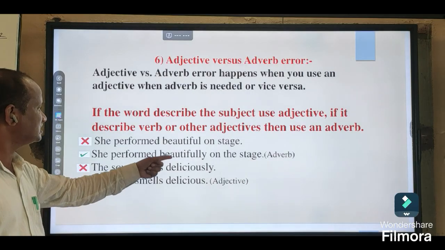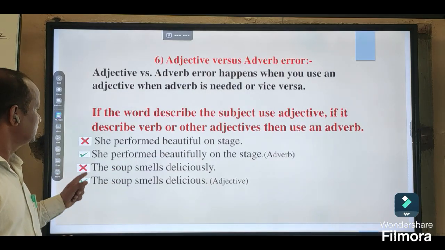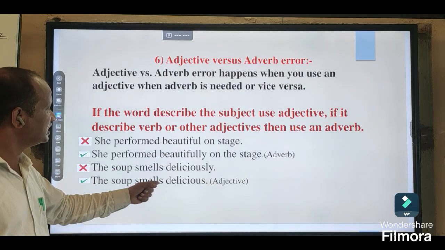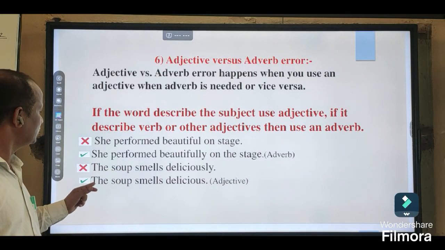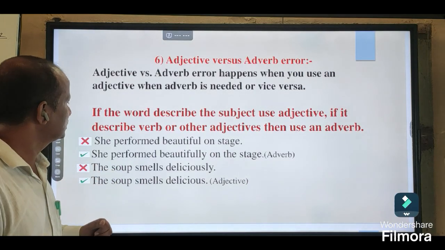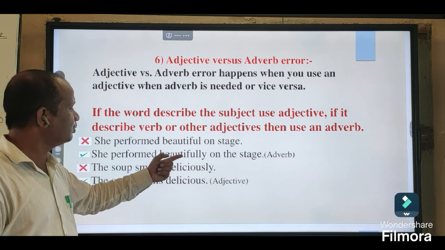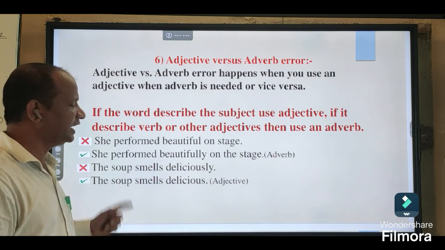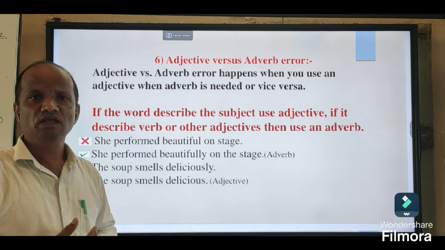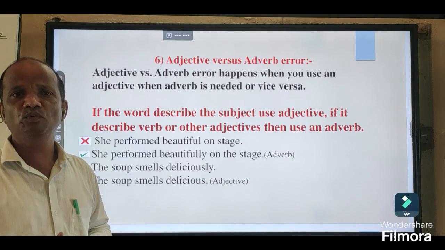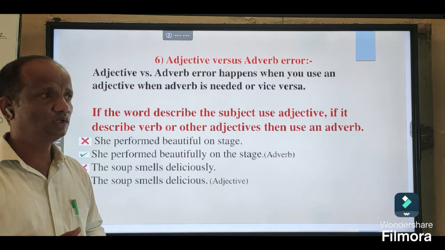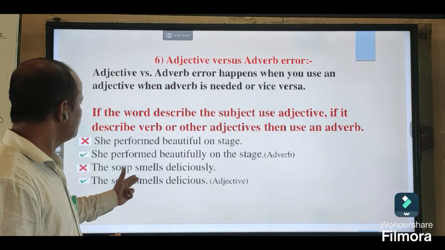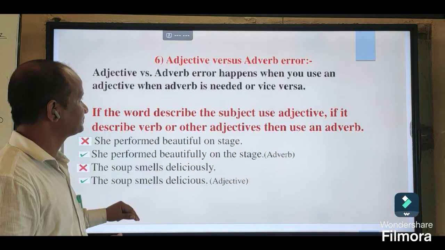Then, the soup smells deliciously. The correct statement will be, the soup smells delicious. Why have we turned the adverb into an adjective? Because smells is a linking verb. And after a linking verb, we have to use adjective forms, not adverb forms. So the correct statement will be, the soup smells delicious.